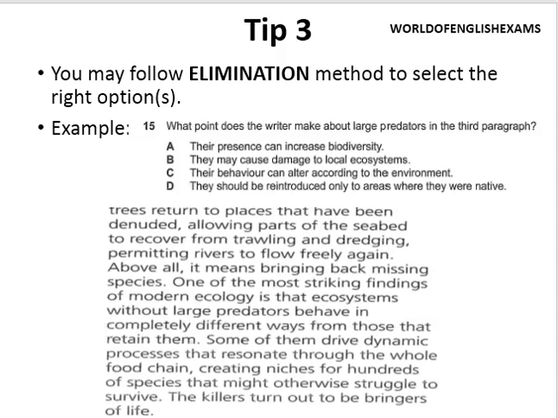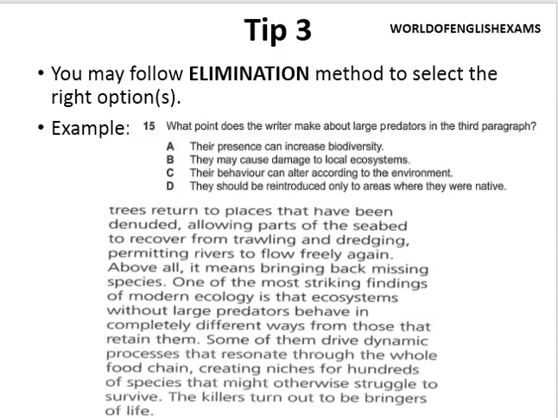More and more species are being adjusted or accommodated, whatever you want to say, into the ecosystem by large predators. So don't you think that the number of species is increasing indirectly because of large predators? Yes, that is the meaning. The killers turn out to be, killers are nothing but predators, large predators. The killers turn out to be bringers of life. So what is happening indirectly? Killers are bringing life. That is, they are increasing the number of animals that live. So that is the contextual understanding.